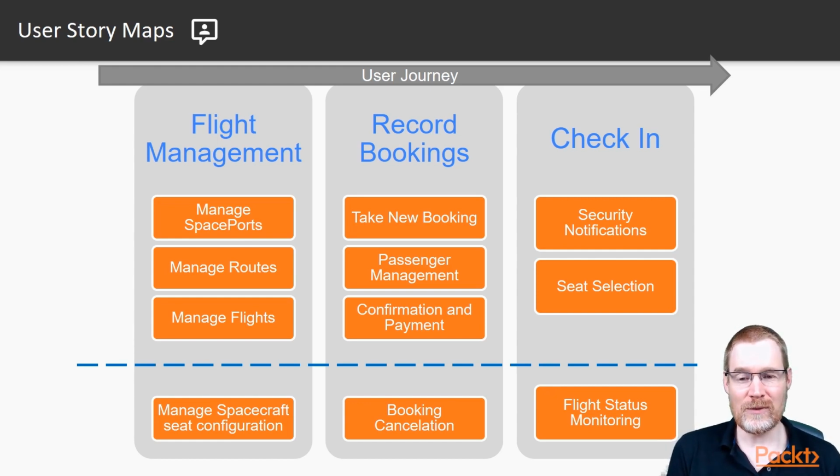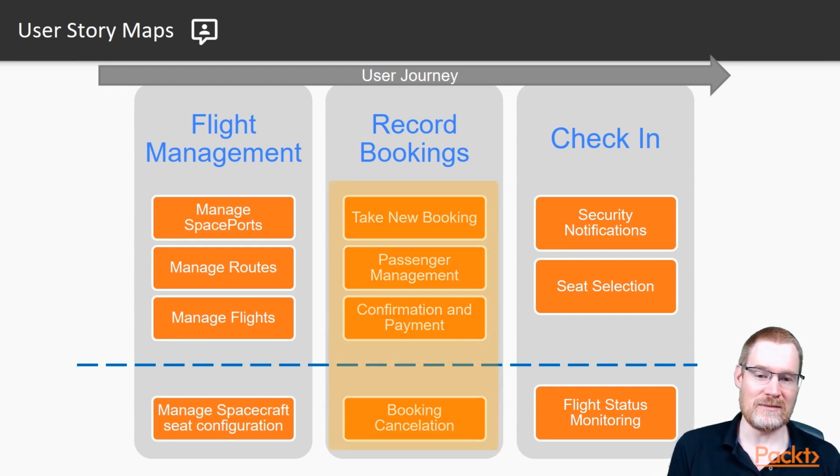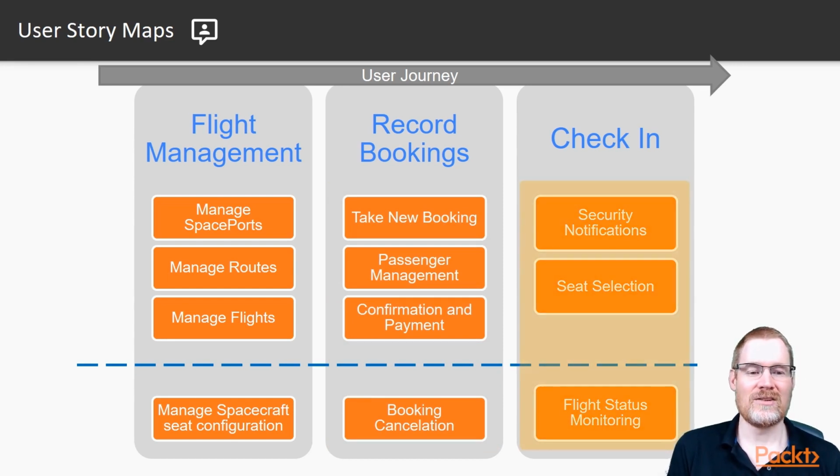So you notice that we've got information about spaceports and routes and flights, so we need to be able to manage that in order to set up the data that's going to be used. And then we've also got the process that a user is going to take when they will create a booking, and they'll manage the passengers and confirm the payments and booking cancellations, and then finally the check-in to do with security and seat selection, etc.